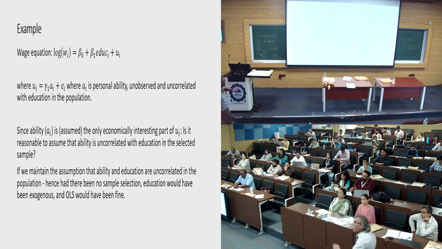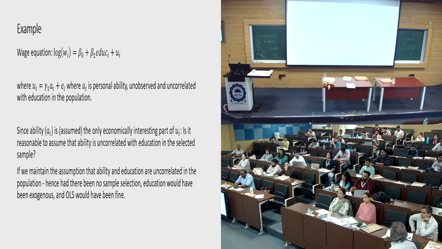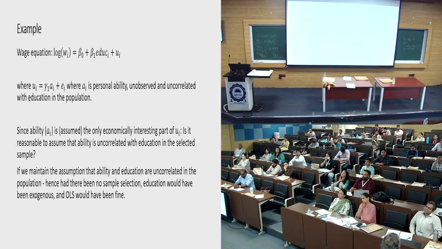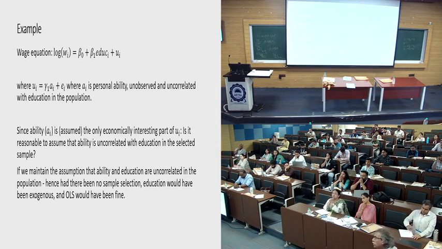So note the wage equation. Log of wage depends on education. Clear? Fine. u_i is equal to gamma 1 a_i plus e_i. What is a_i? a_i is the personal ability. I don't observe the personal ability; I really don't have any measure. So I want to think of personal ability as unobserved and uncorrelated with education in the population.